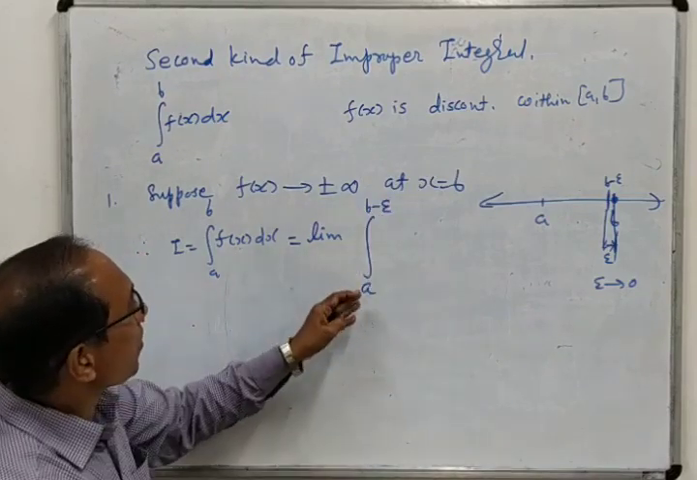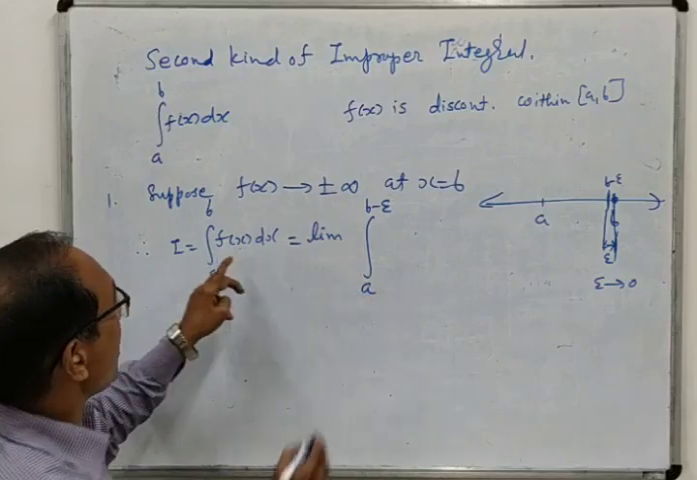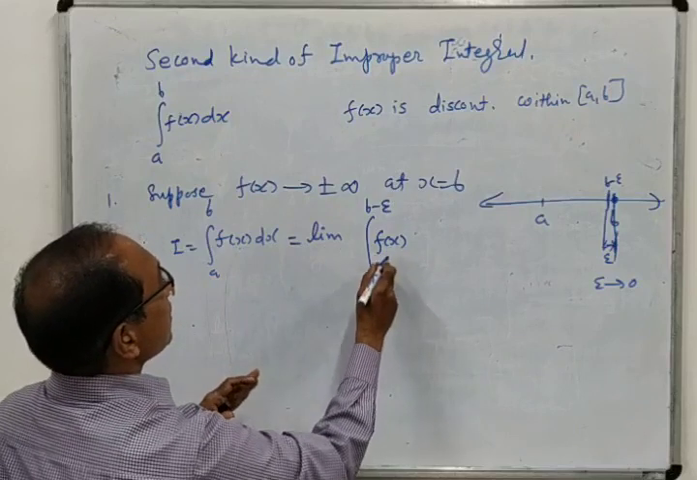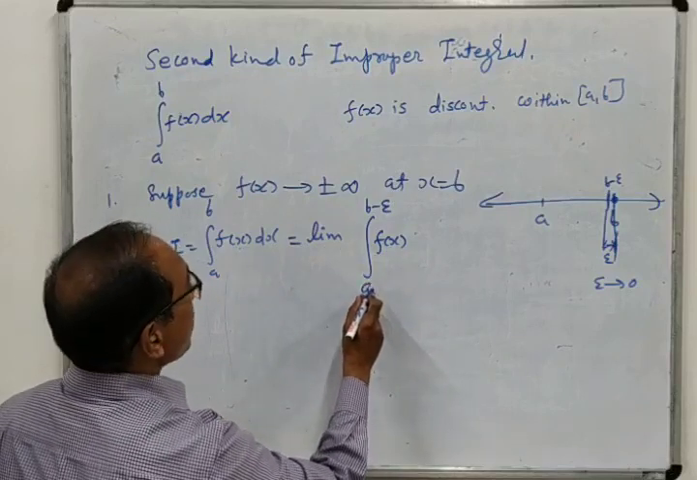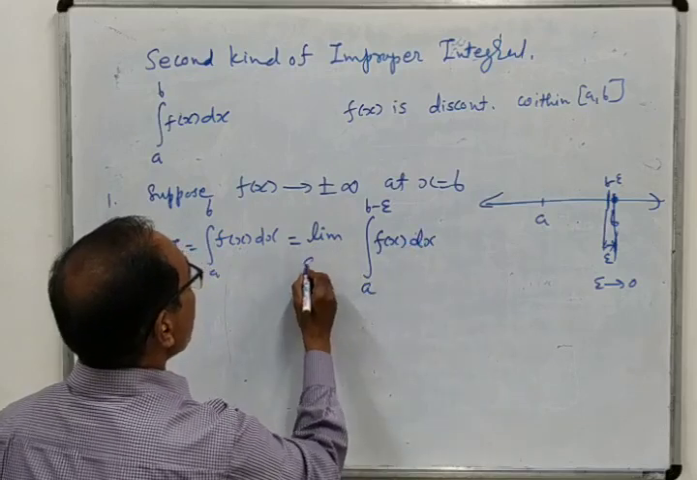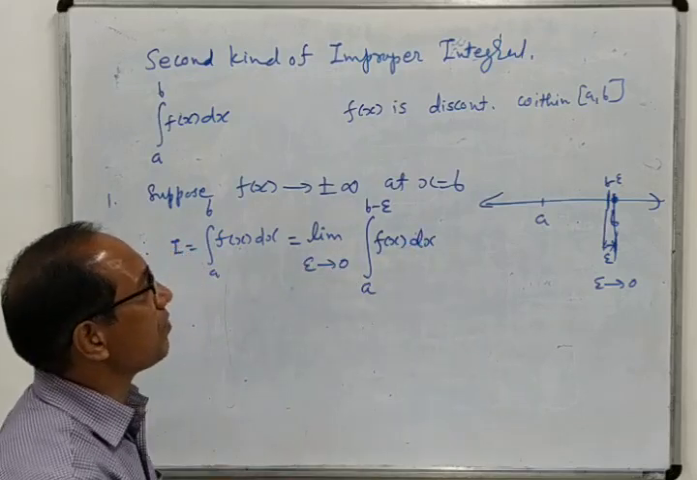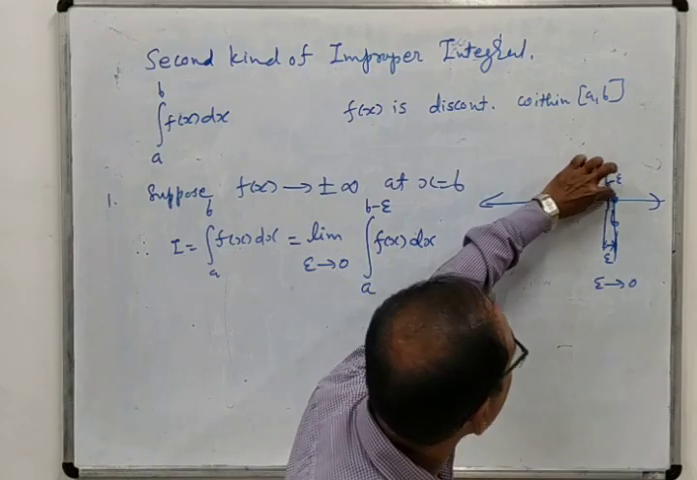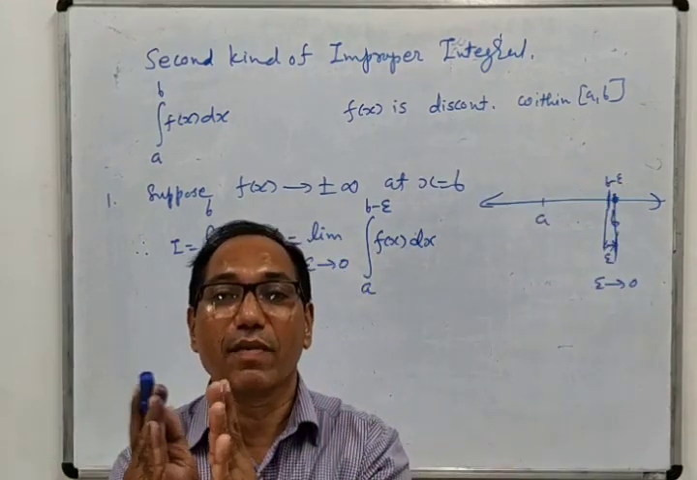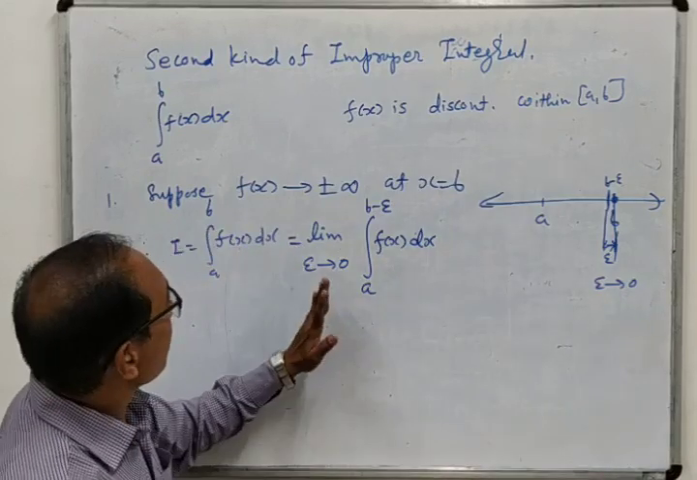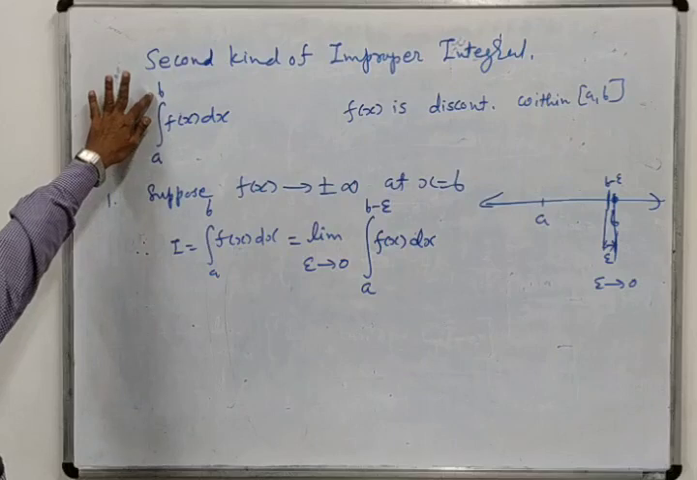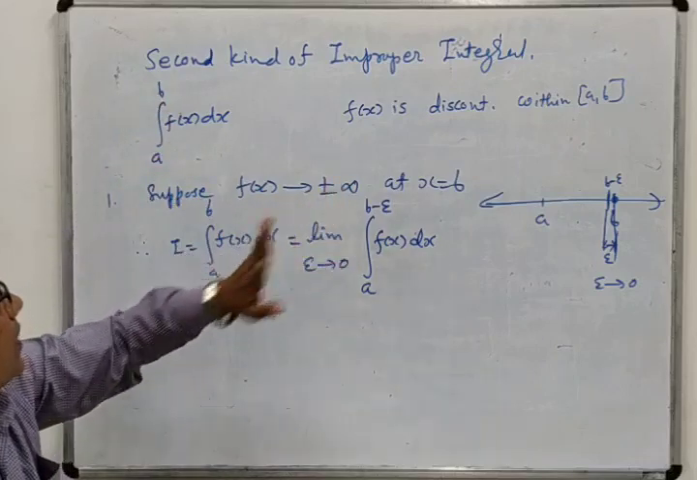Then there is no problem with this integration, because now f of x is continuous and bounded from A to B minus epsilon. And here we consider epsilon tends to 0, because epsilon is very, very small, since we are considering a point very, very near to B. So we adopt this idea where f of x tends to plus or minus infinity at x equal to b.